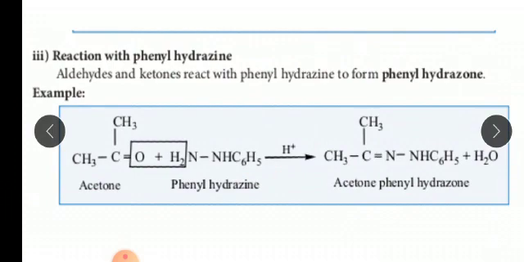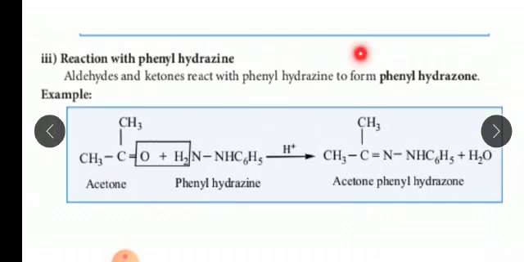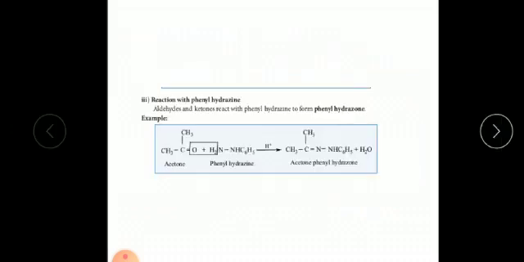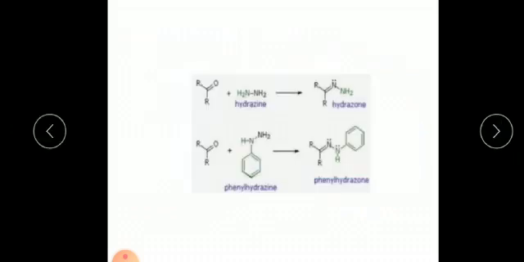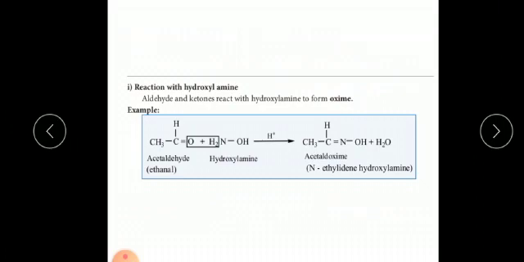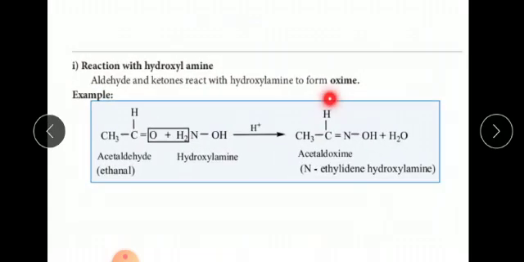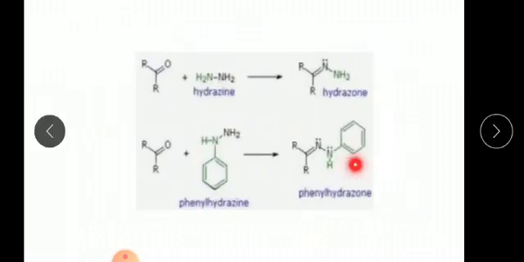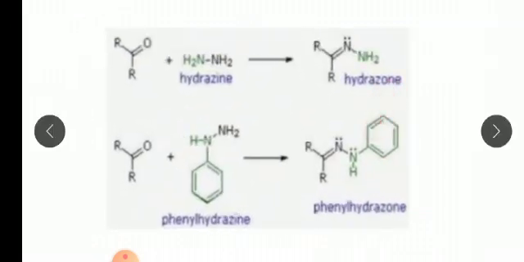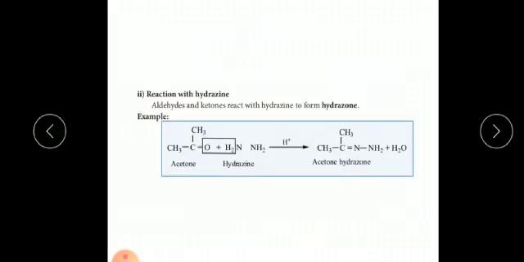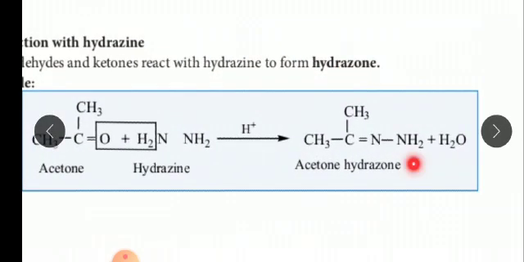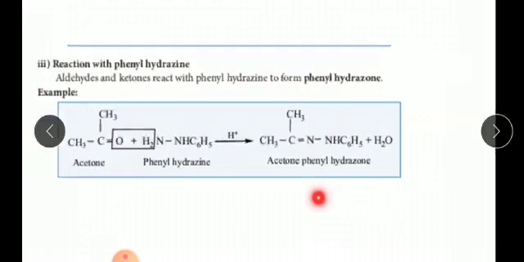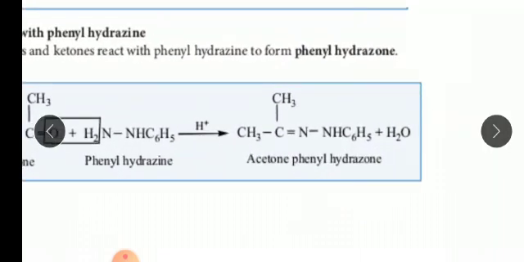These are the derivatives of ammonia. From these reactions we have seen three types of ammonia derivatives. One is the hydroxylamine compound, which produces oxime, as well as hydrazine, where hydrazine becomes hydrazone, and phenylhydrazine becomes phenylhydrazone. The first is acetone hydrazone, and the next one is acetone phenylhydrazone.